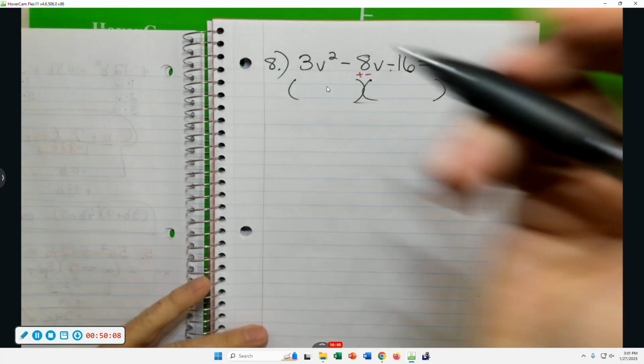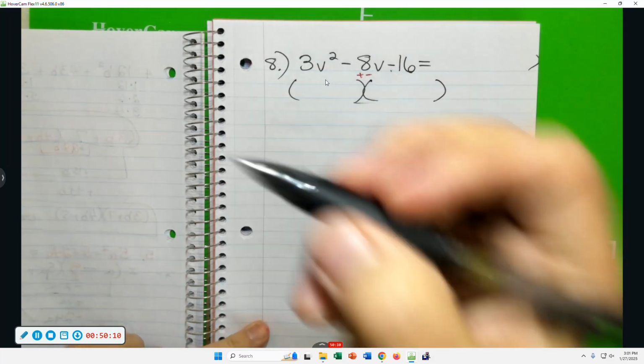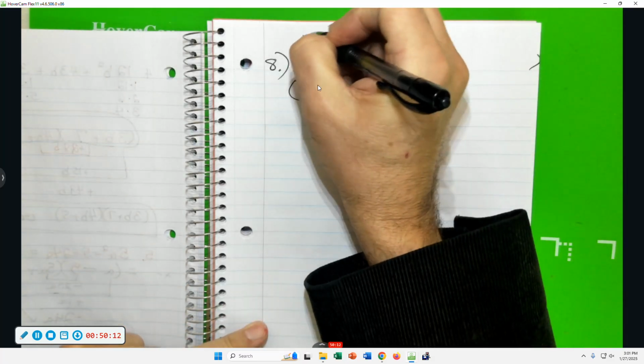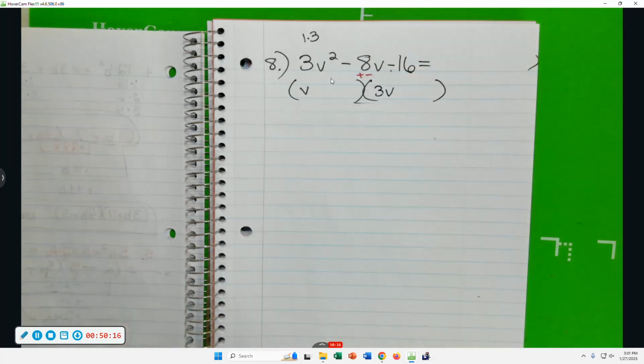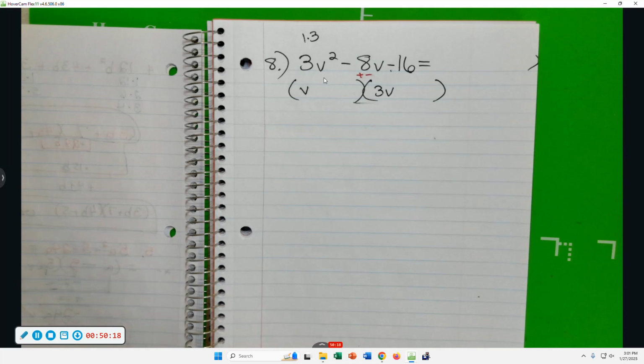3v squared. Well, 3 is a prime number. It's only one possibility, 1 times 3. So we're going to have 1v and 3v if this thing is factorable. Yeah, there's one problem that's not factorable.